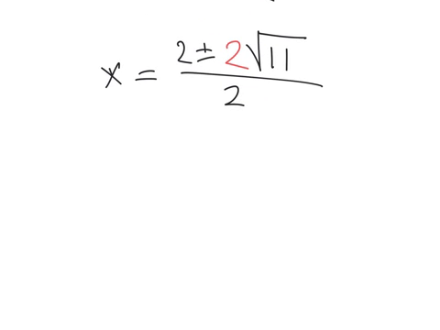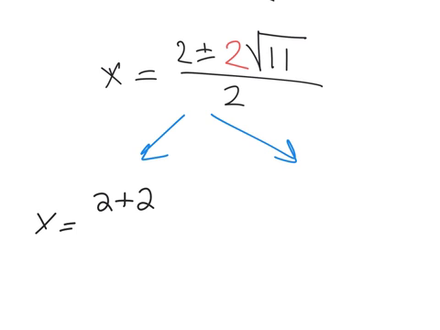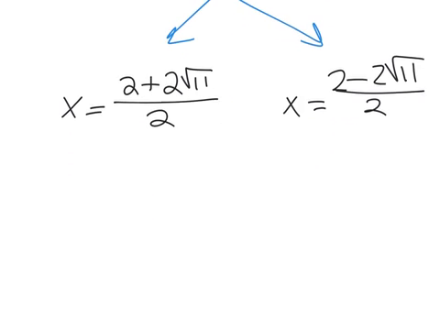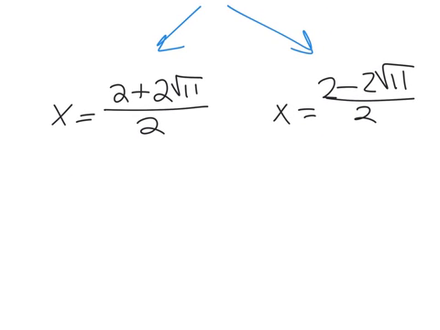So now we're ready to break that into two separate solutions. So you've got x equals 2 plus 2 root 11 over 2. And you've got x is equal to 2 minus 2 root 11 over 2. And they can both be simplified. 2, 2, and 2 are all divisible by 2. So they become 1s. And because your denominator is a 1, the denominator disappears, and you end up with 1 plus 1 root 11.